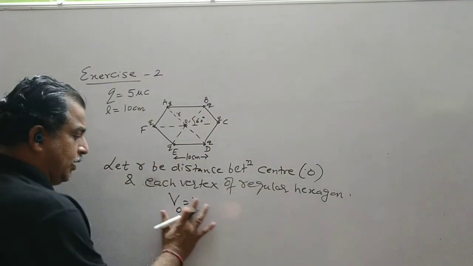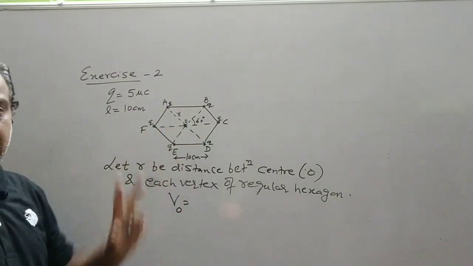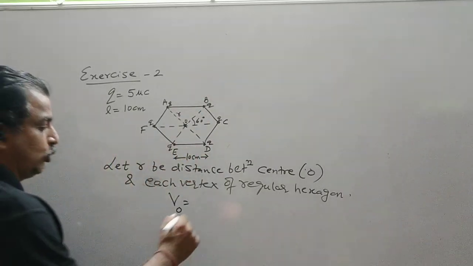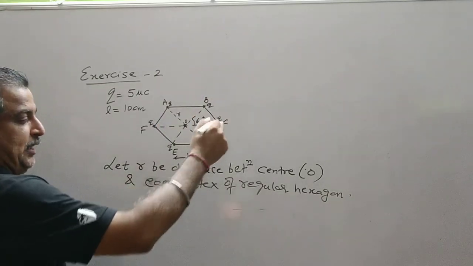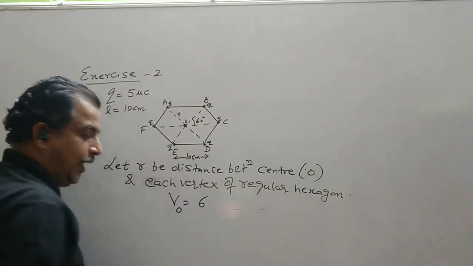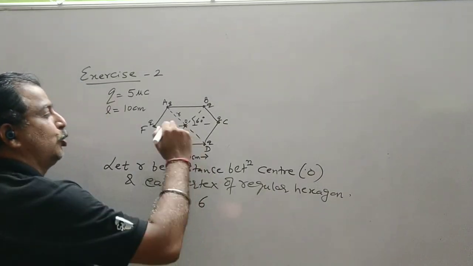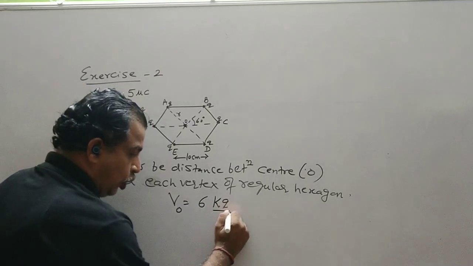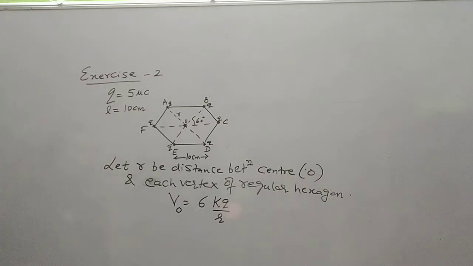Now it is clear that the distance of each vertex is the same. Also the charges are identical. So for the total potential, instead of writing VA plus VB plus VC plus VD, we directly write 6 times the potential at center due to each vertex. So that is K times source charge upon distance between test point and source.